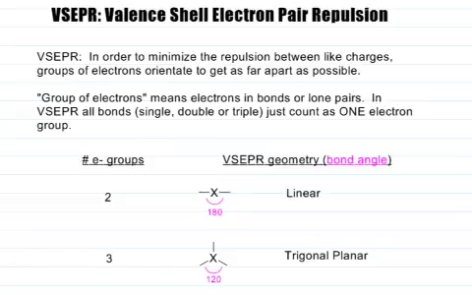Now, if you remember in Chapter 10 in Chem 200, we went over VSEPR, valence shell electron pair repulsion. In VSEPR, in order to minimize the repulsion between like charges, groups of electrons orient to get as far apart as possible. That's why we see 3D structures. The group of electrons means electrons in bonds or lone pairs. In VSEPR, all bonds, single, double, or triple, just count as 1 group. So let's take a look at the VSEPR geometries.